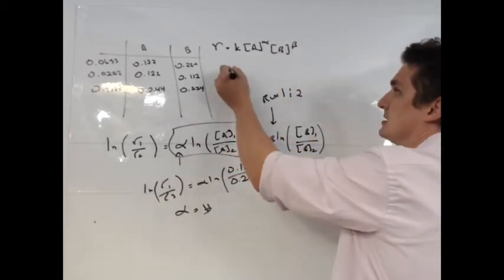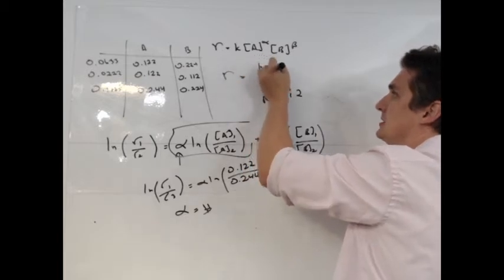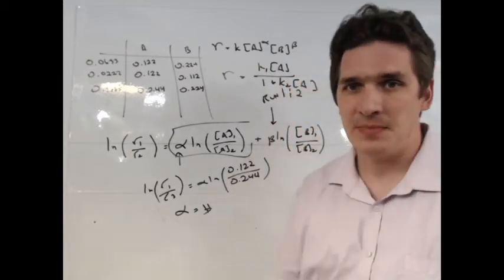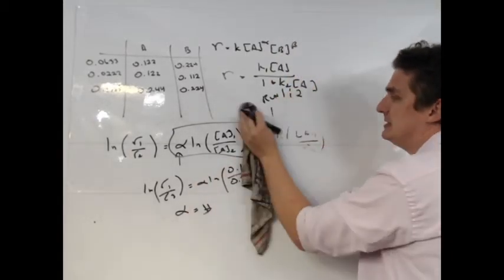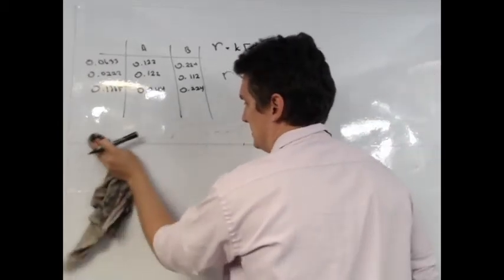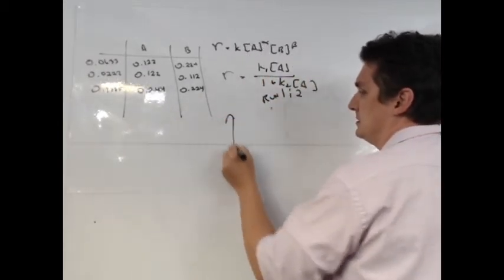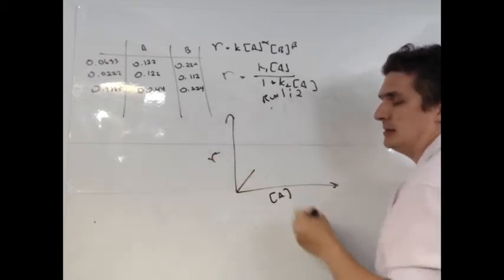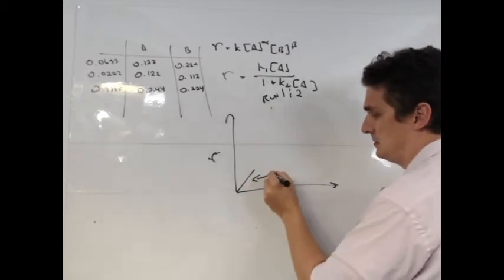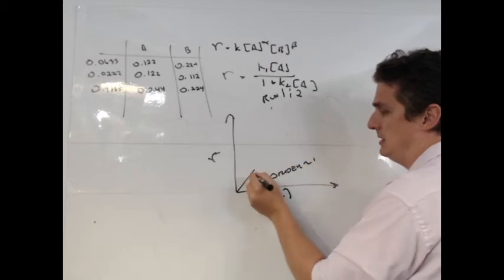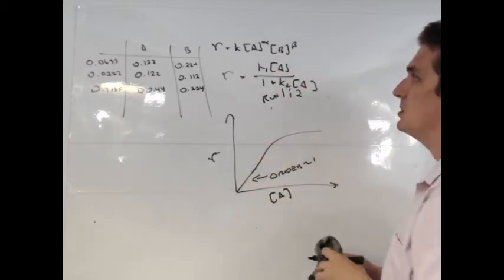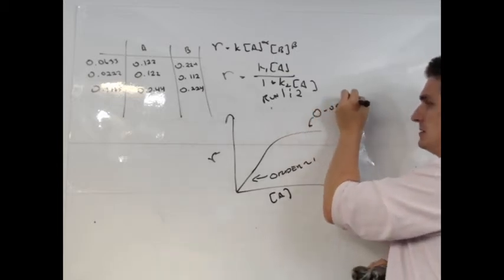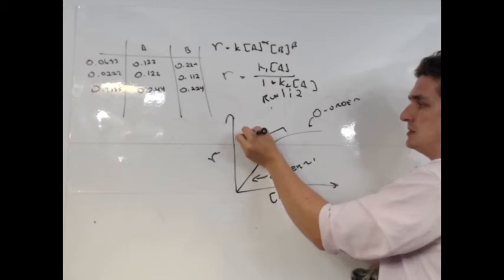So Michaelis-Menten kinetics, the R here, is K1 concentration of A over 1 plus K2 concentration of A. And with Michaelis-Menten kinetics, if we look at the rate as a function of the concentration of A, for low concentrations of A, it looks first order. But at high concentrations, these two get so big they end up canceling each other out and we get zero order. And between the two, we're going to get an order between 0 and 1.